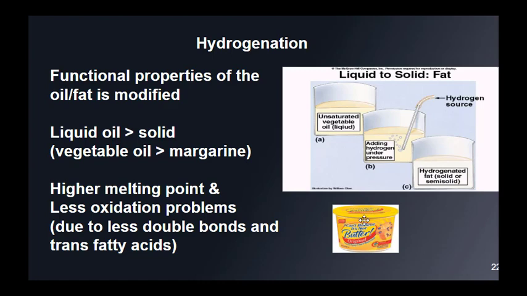So the advantage is the product is now solid. It's less prone to oxidation, so it'll have a longer shelf life. But as was mentioned before, we've now got a problem that we've produced what's called a trans fat.